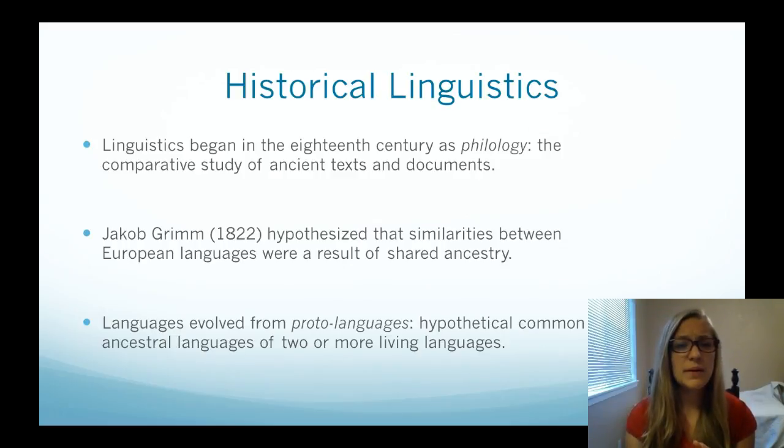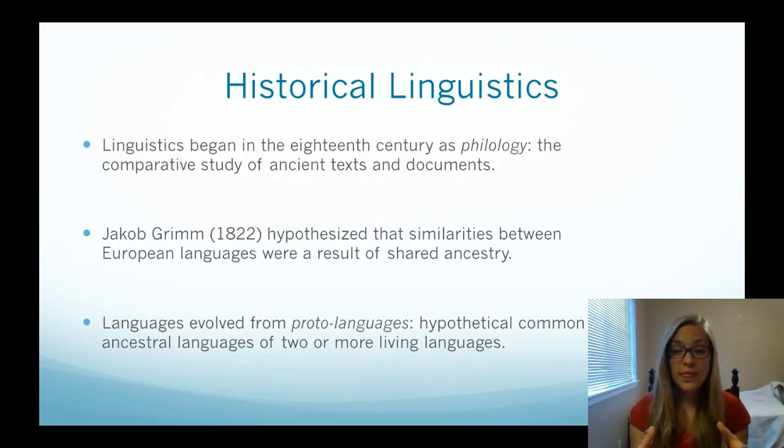So this became kind of a common topic in the 18th century through philology, which is actually just the comparative study of ancient texts and documents. So looking at texts and documents from ancient cultures and comparing them, looking at how they were similar and different. So Grimm starts to hypothesize that maybe the similarities between different European languages were actually because they used to be one language and over time had shifted and branched into other languages.